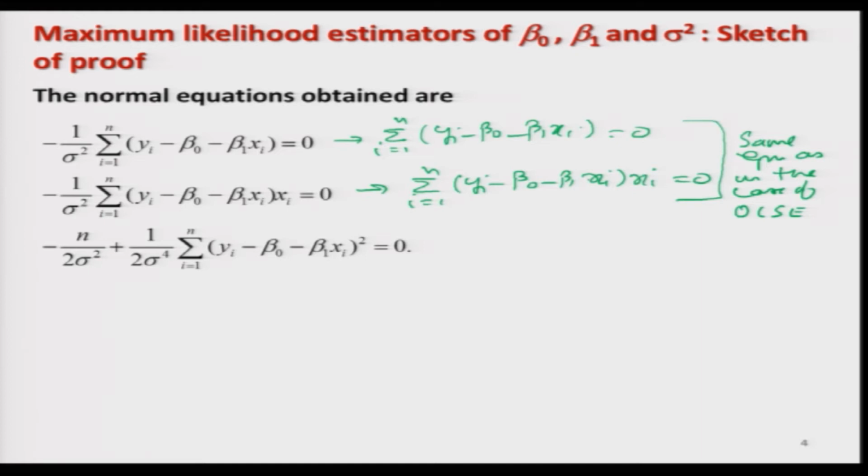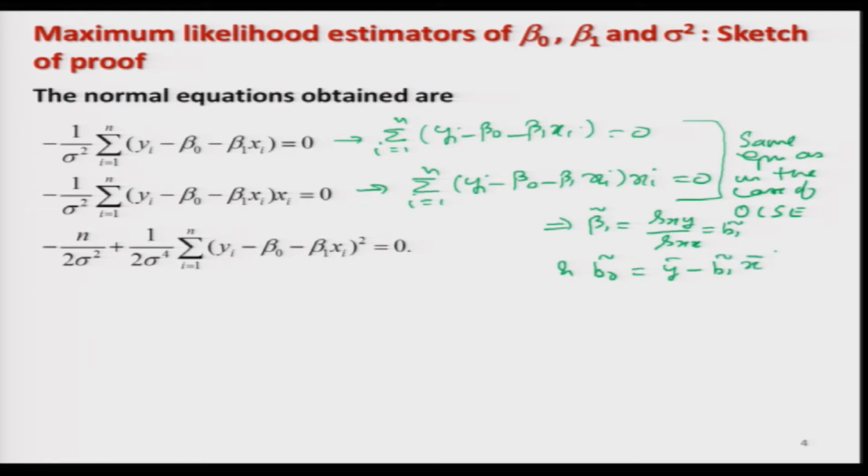If you solve them, they will give you beta 1 tilde as Sxy upon Sxx, which I have denoted by b1 tilde, the maximum likelihood estimator of beta 1. And the maximum likelihood estimator of beta 0, which is b0 tilde, is y bar minus b1 tilde x bar.